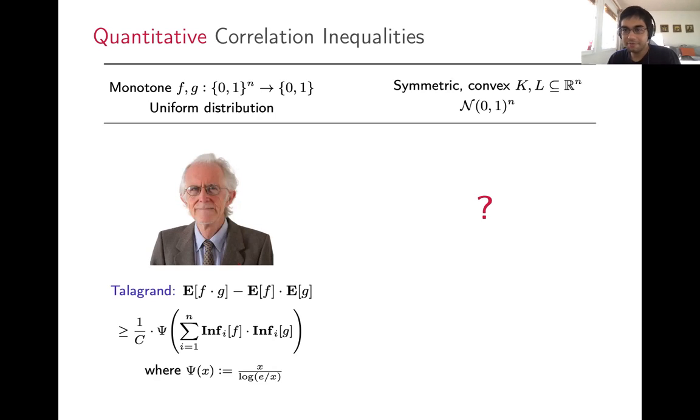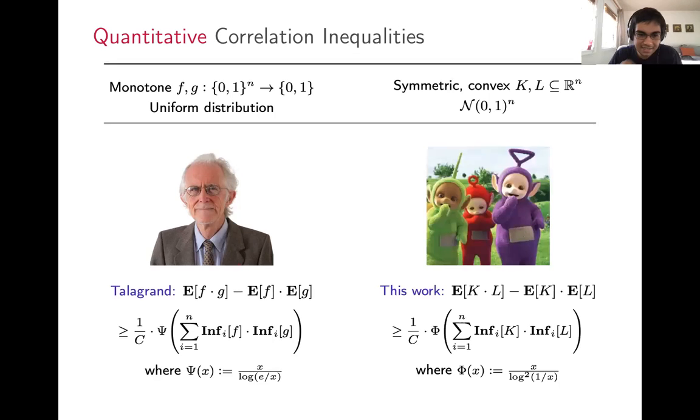And it's natural to hope for a robust version of Royen's inequality or a Talagrand analog for symmetric convex sets of a Gaussian space. And that's precisely what we obtain in this work. We show that the correlation between any two symmetric convex sets can be lower bounded by this function phi of the sum of the influences of these convex sets. So this inequality looks a lot like Talagrand's inequality, but a key difference is this function phi, which has an additional logarithmic factor in the denominator.